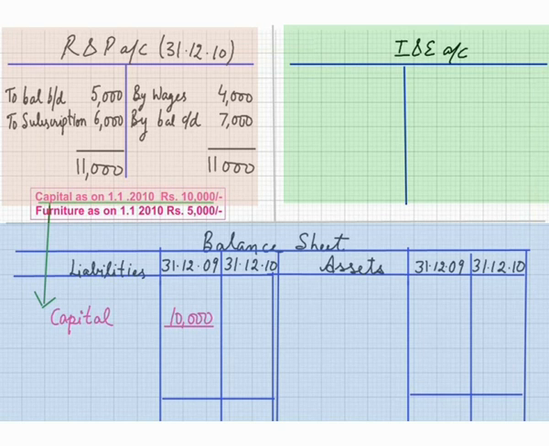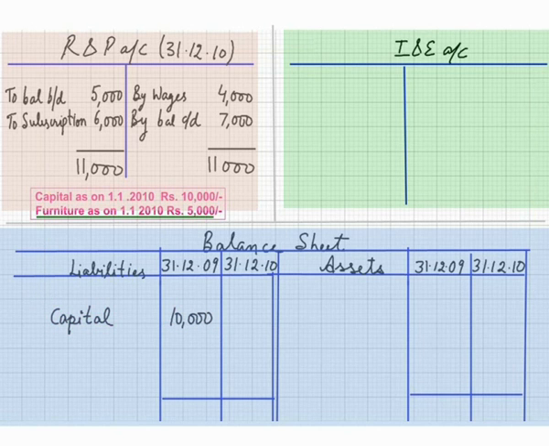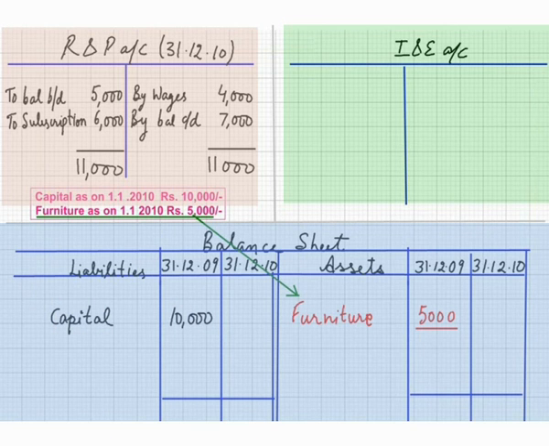It will be in the beginning because it's clearly stated in the question. And furniture was 5,000 as on 1st January 2010. So on asset side, we'll write down furniture 5,000 rupees in the first column. So we have taken all the additional information. Now we'll go to the receipts and payment account.